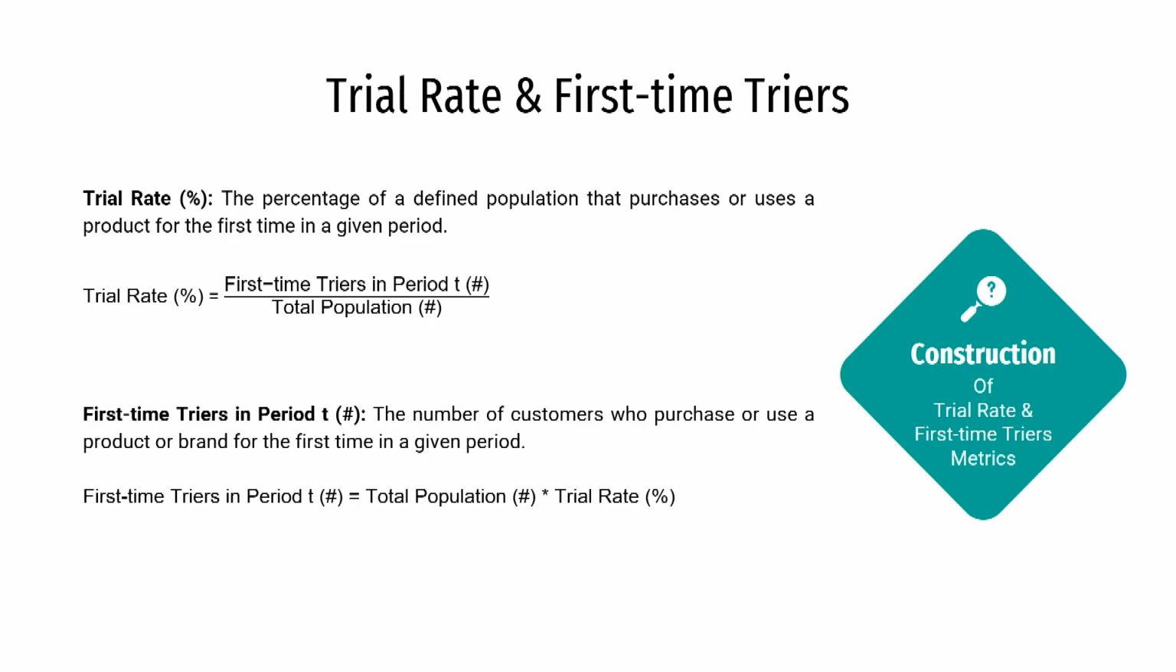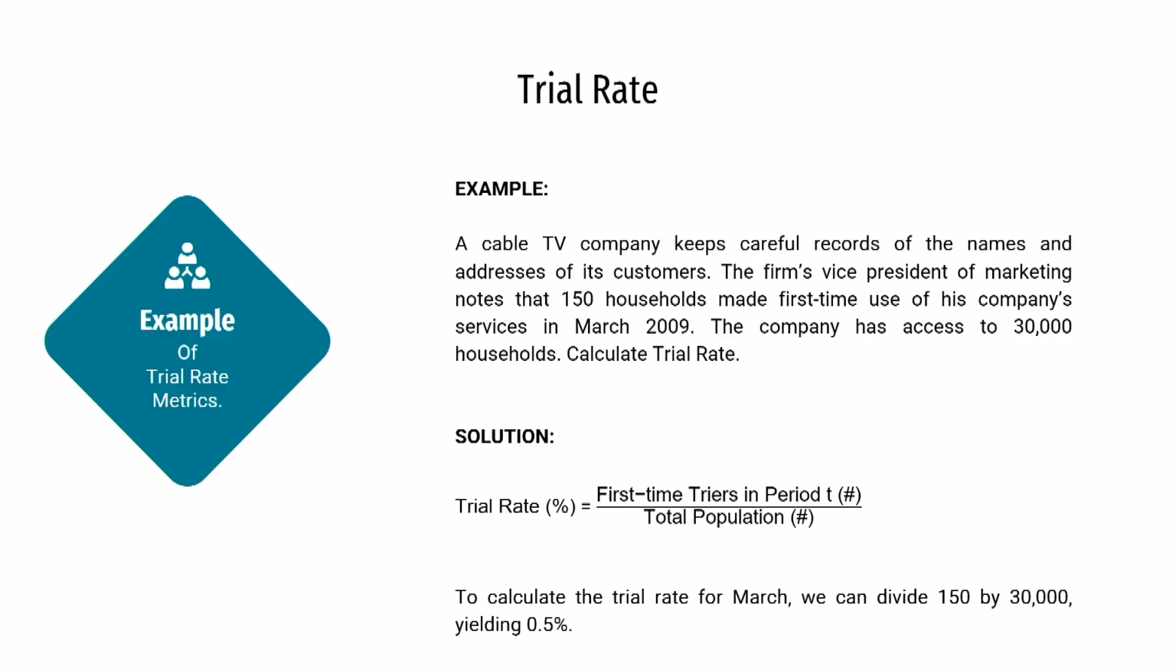So, if I want to reverse this calculation, if I need to calculate the first time triers in given period t, then it will be total market size or total population multiplied by trial rate. I think this formula is much easier to conceive, but as we do the volume projections, this particular matrix will be used extensively. We will illustrate the same with an example. Let us look at this example.